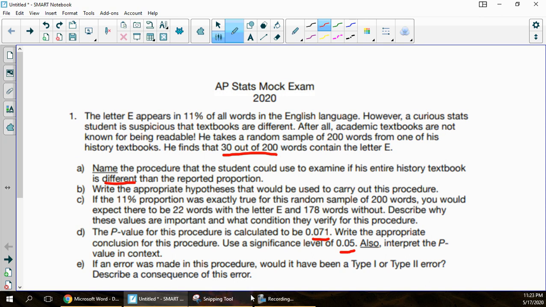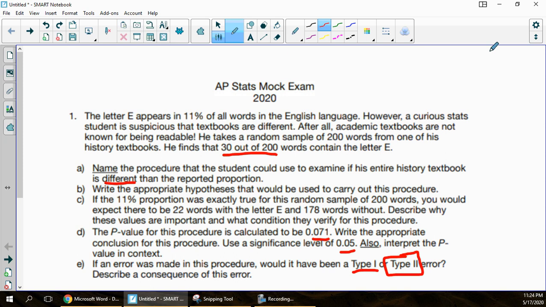Now it says if I made an error, what type of error could it be? I like to memorize what a type 1 error is. A type 1 error is rejecting H0 when it's true. But I didn't reject H0. I failed to reject H0, remember? So I must have made a type 2 error. I have failed to reject H0 when I should have. The consequence there is that I continued to believe that the books were 11%, or that they were just like the rest of the English language, but in fact they're not.